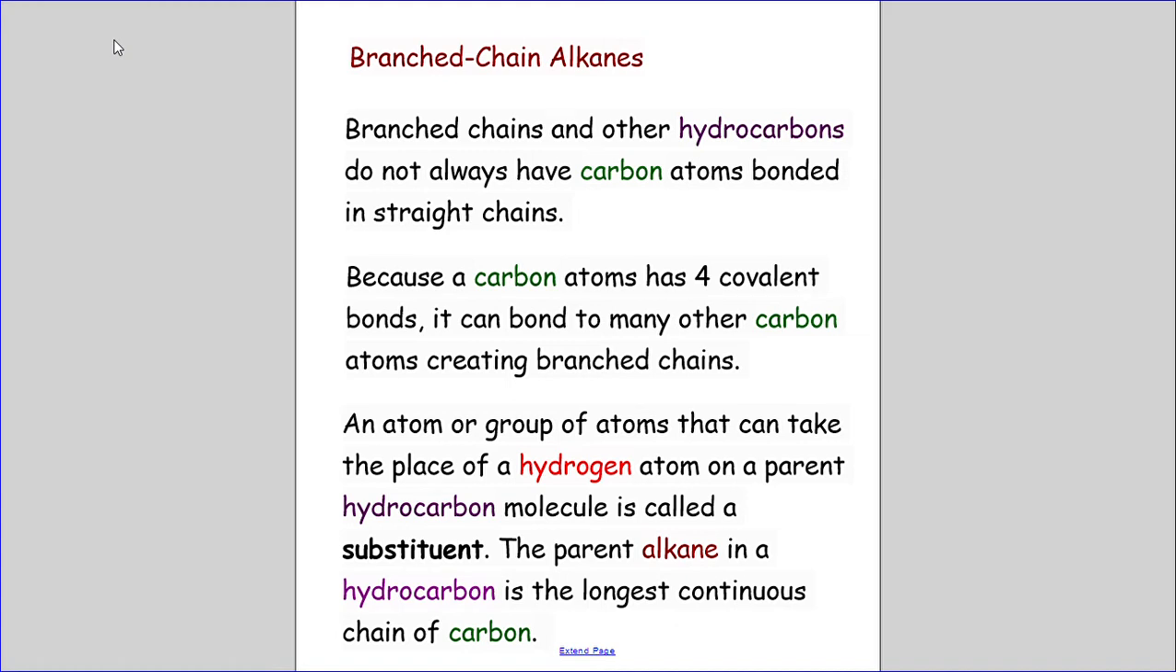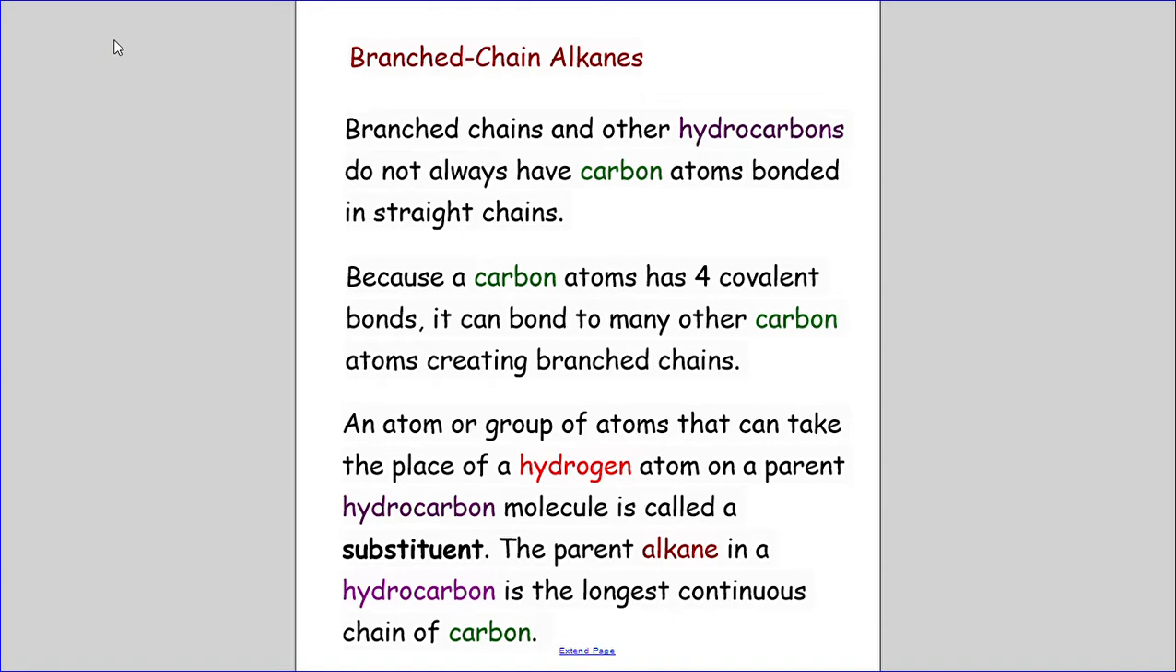Alright, so as we move on through our hydrocarbon slides, we've got our branched chain alkanes that are next. So branched chains and other hydrocarbons, they don't always have carbon atoms bonded in straight chains. Because a carbon atom has 4 covalent bonds, it can bond to many other carbon atoms that create branched chains to them. And there's all kinds of different ways that these can be drawn and named, and that's really what the focus of this video is on, is how to see these alkane compounds, how they can be drawn and how they can be named.